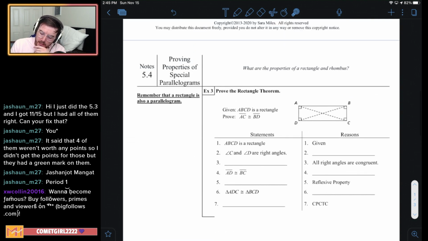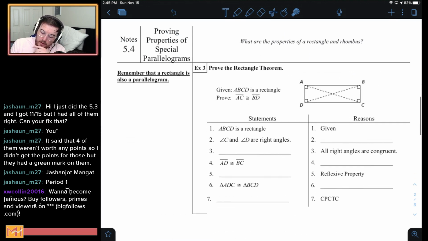All right, last one here. This is specifically for a rectangle, not just a parallelogram, but for a rectangle. So, we know a few more things about a rectangle, okay? Remember, I said this in class, something along these lines.